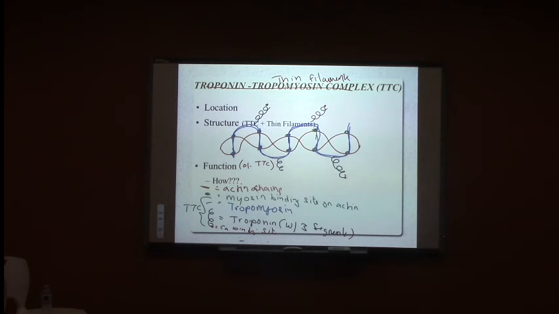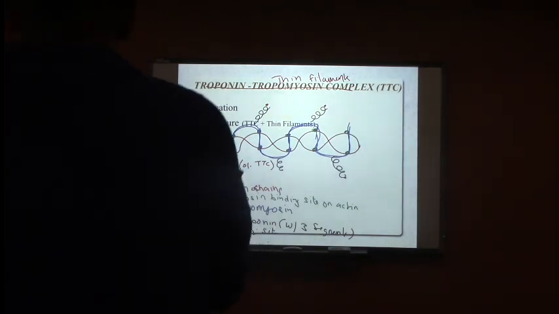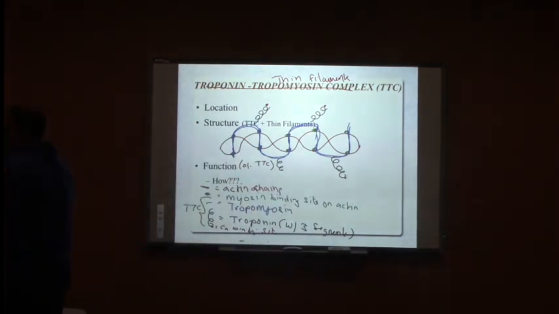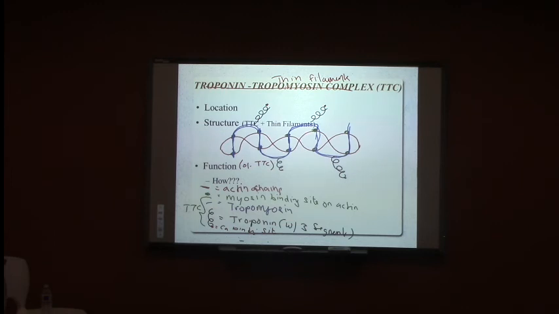Exactly, it's not allowing actin and myosin to interact. Myosin is the thick filament; thin filaments are actin and TTC. The red and the green are there, but there's no myosin drawn here. I have not drawn the thick filament. There's no myosin.